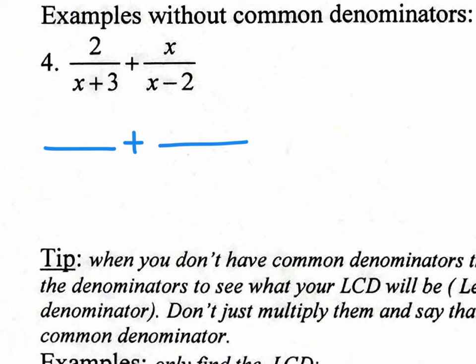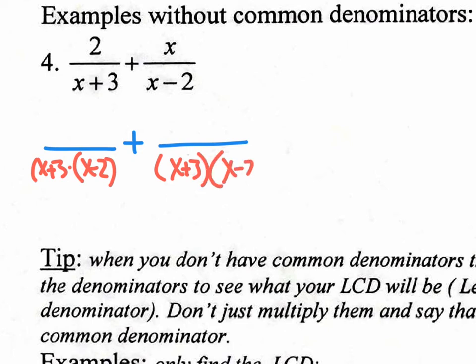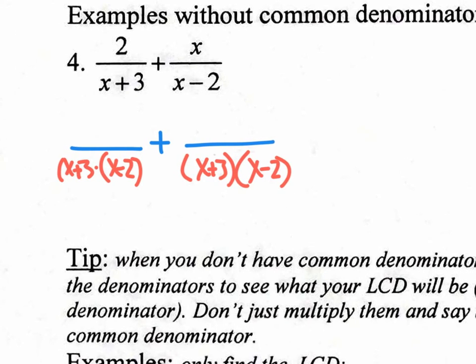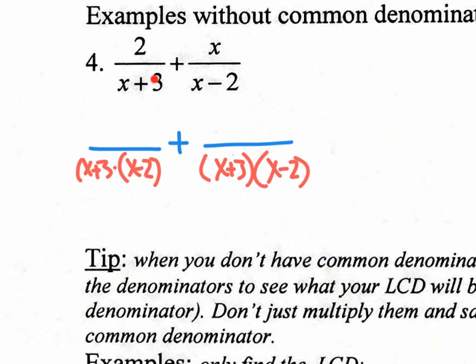Bear with me, guys. So this is going to be x plus 3 times x minus 2. And again, x plus 3 times x minus 2. Does that make sense? And again, I want to go back and say, what did I do to the x plus 3 to get an x plus 3 times x minus 2? I multiplied by what? By x minus 2. And what I do to the bottom, I have to do to the top. So I need to multiply this one by x minus 2.